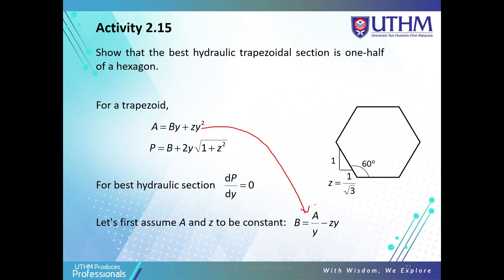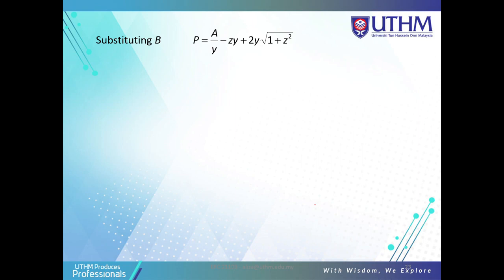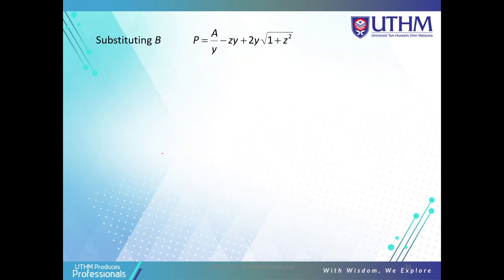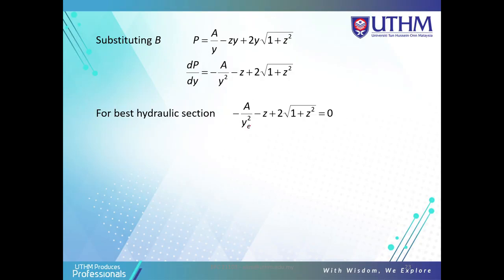Then substituting B into P. After you get the B, put it back into this one. Just assume that this is 1, that is 2, and then you get this as 3. After you get the formula for 3, you put it back into 2, substituting to B and P. In terms of that, you take dP over dy, so you get, for the best hydraulic section, in terms of YE. YE is for the effective section, the most effective section.